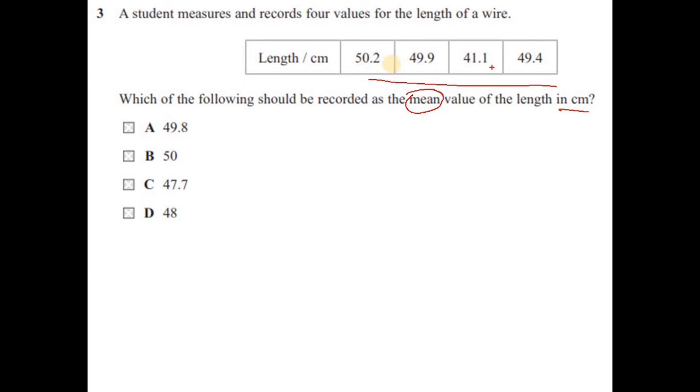So clearly you can see that this 41.1 is an anomalous reading, so we exclude this and we find the mean of the rest of the three quantities. That means 50.2 plus 49.9 plus 49.4 divided by 3, and then it will give you 49.8. So your option is A.